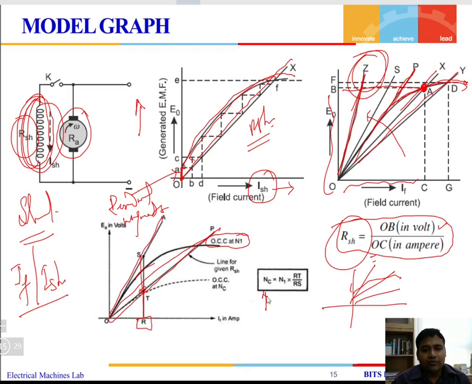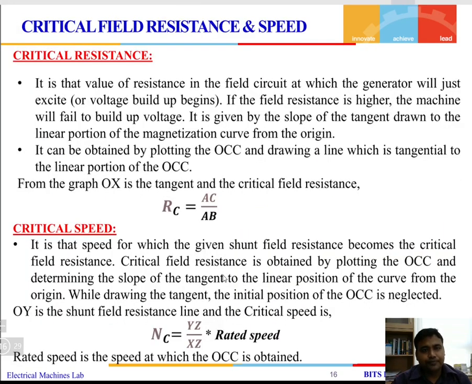So the critical speed is equal to N1, the speed with which the open circuit characteristic is drawn, in our case the rated speed, multiplied by RT by RS. RT is the point where the field current line cuts the shunt resistance line, and S is the point where it cuts the tangent of the curve. This way you can obtain the critical speed of the machine.